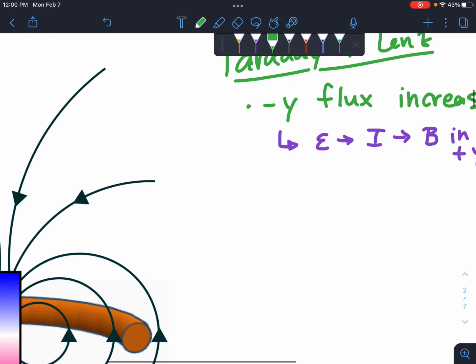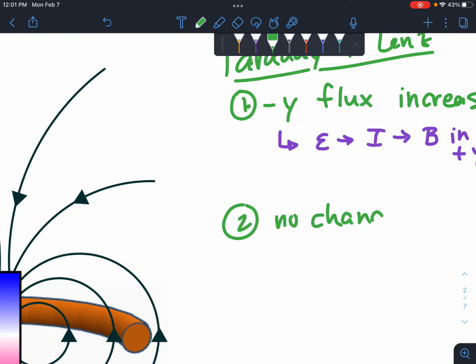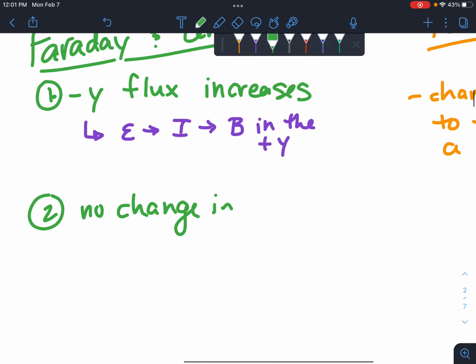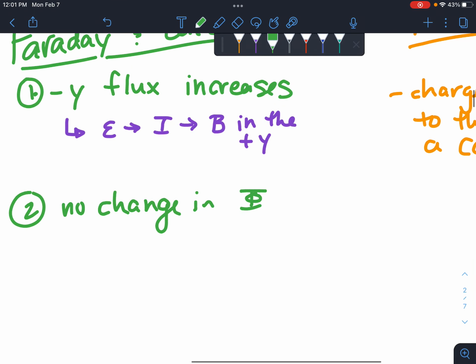So taking a look at Faraday, this is situation 1, situation 2, right at the very center, no change in flux, and so that should result in no current, no EMF and no current.